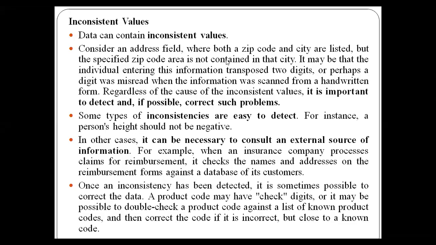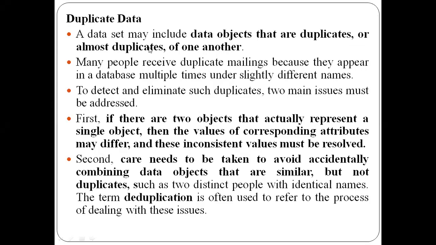Okay, so we have studied the inconsistent values. Now coming to the next thing, that is duplicate data. Inconsistent value is nothing but inappropriate data. Duplicate data is nothing but repeated data that is present in the data. So that is redundant data. That is called duplicate data.